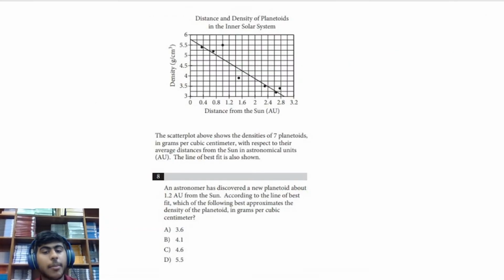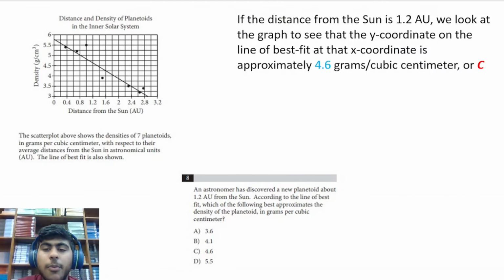All right, we're given the same graph, the same prompt, but here we're asked: an astronomer has discovered a new planetoid about 1.2 astronomical units from the sun. According to the line of best fit, which of the following best approximates the density of the planetoid in grams per cubic centimeter? When we look at the graph, it says 1.2. We look at the y-axis for that point on the graph, and we see that the y-coordinate on the line of best fit is approximately 4.6 grams per cubic centimeter, which is answer choice C.